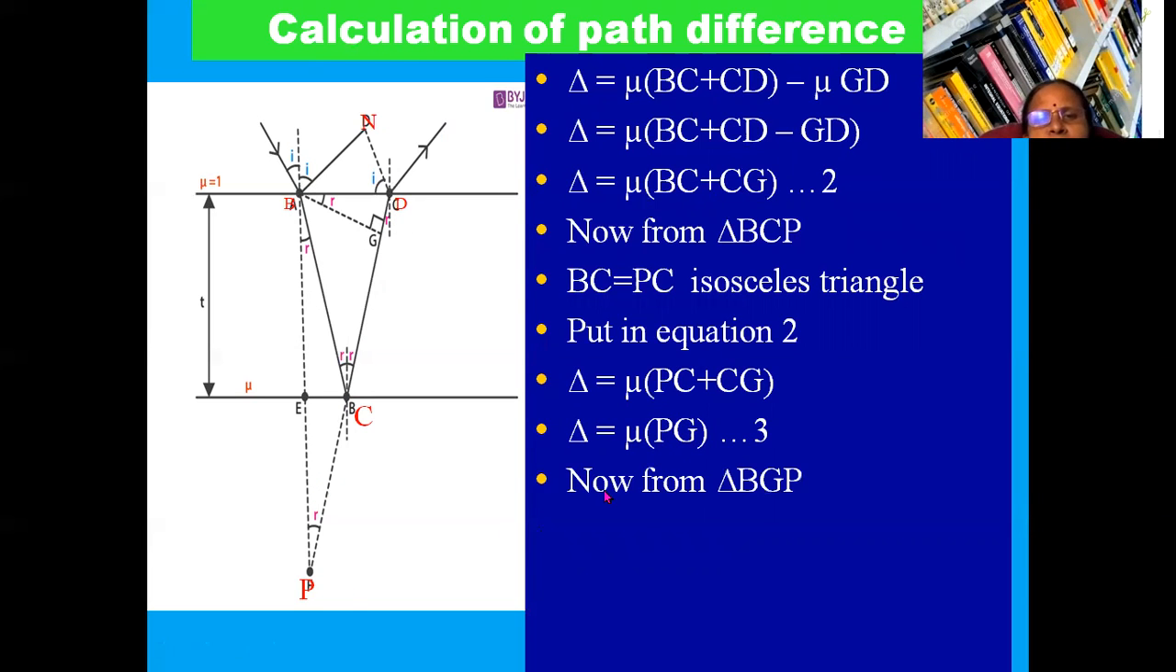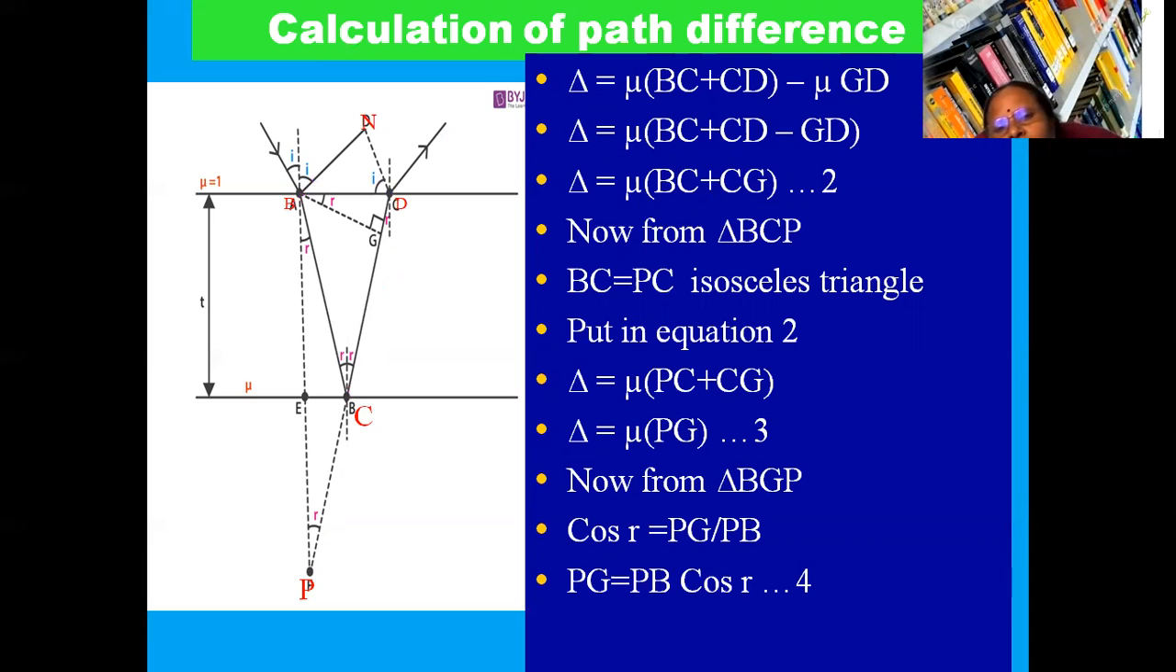Now again we can obtain the value of this PG from this triangle BGP. From this triangle BGP, what we have? Cos R is equal to the adjacent side divided by the hypotenuse. So cos R is equal to PG upon BP, or PG is equal to PB cos R. Equation number 4. We have to put this value of PG into the delta relation here.